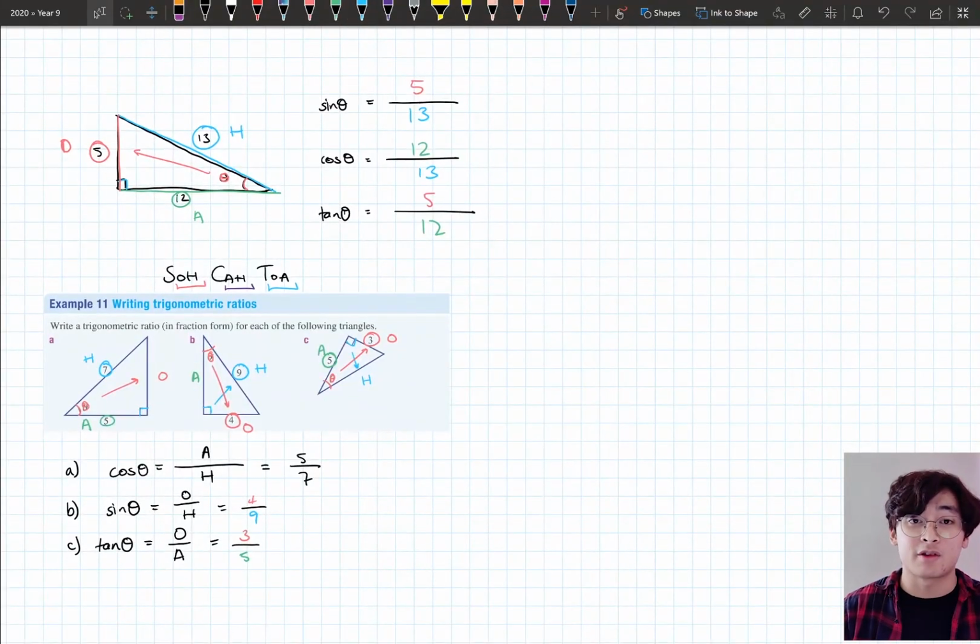We first label our 3 sides to figure out where my opposite, hypotenuse, and adjacent side are. Then I go and put in the values that are relevant for which trig ratio I'm using.